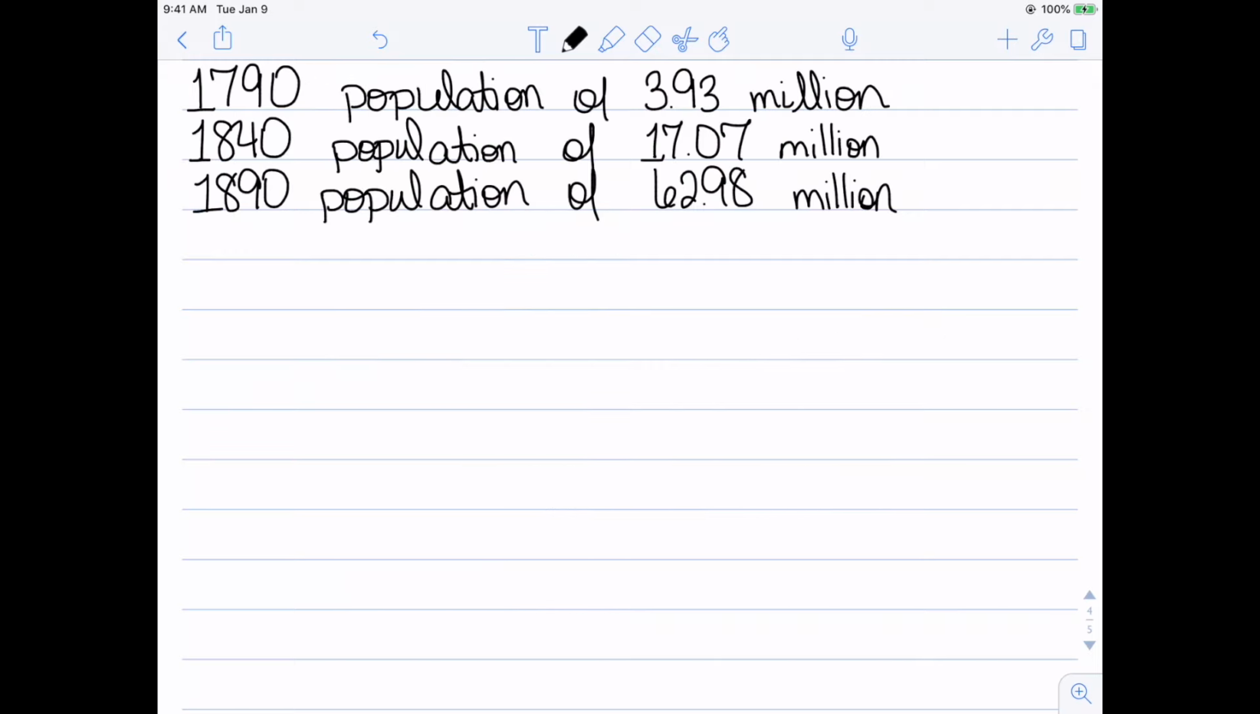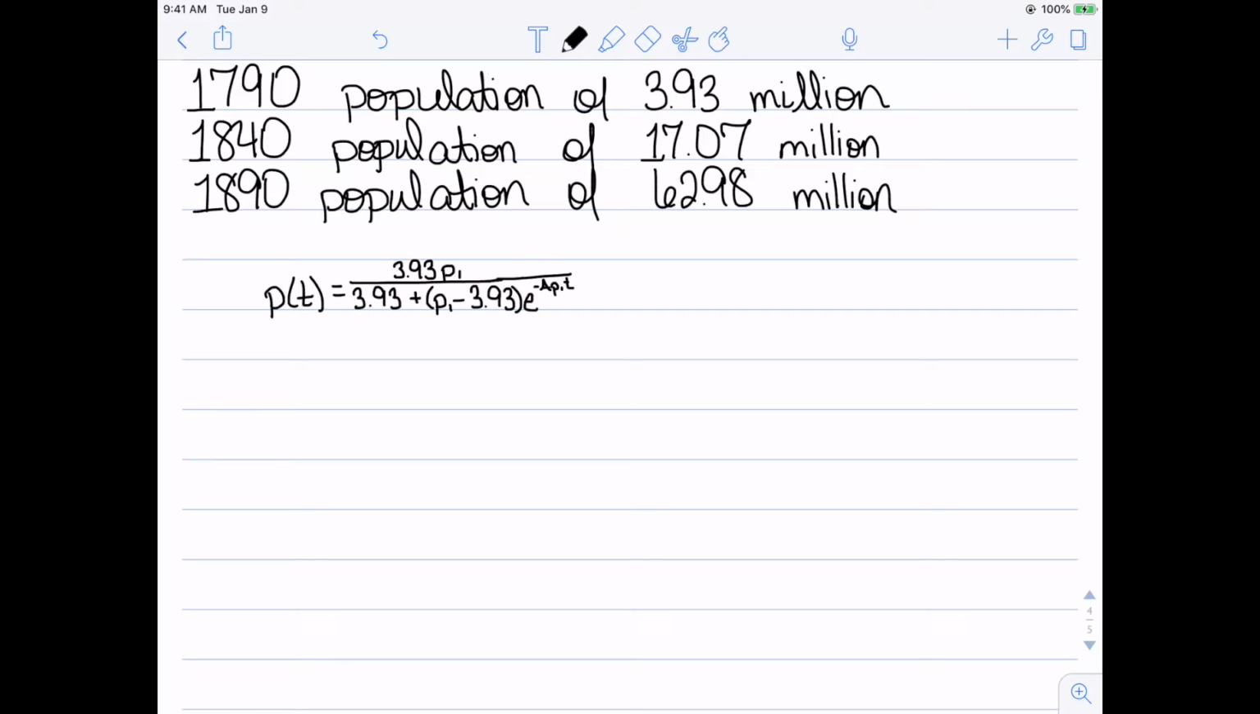This time I have that in 1790, the population of the US was 3.93 million. In 1840, it was 17.07 million. And in 1890, it was 62.98 million. So this time I want to use the logistic model to estimate the population.